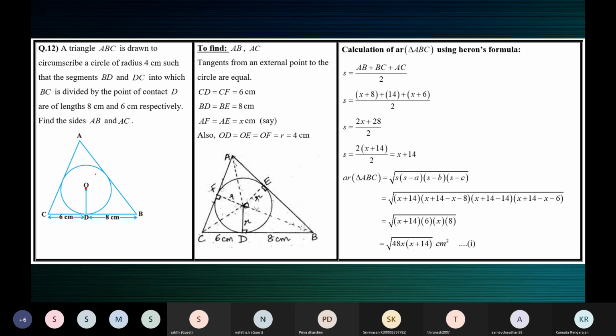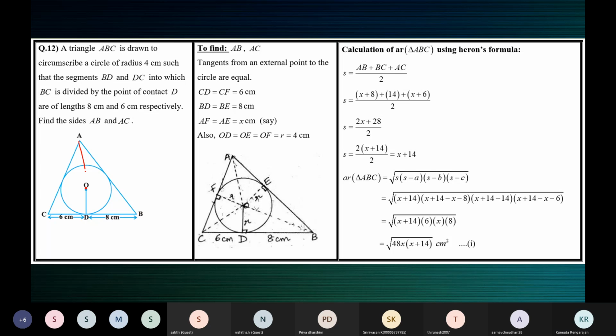So what is the situation? A triangle circumscribes a circle. That means the three sides of the triangle act as tangents to the circle. The circle is the inner circle to the triangle ABC. Triangle ABC circumscribes that circle with center O. The sides of the triangle AB, BC and AC are tangential to the circle. They act as tangents to the circle.